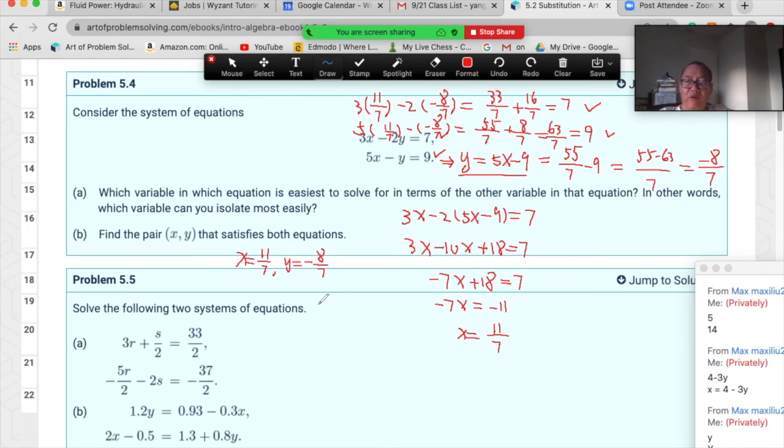Now I want to ask you a question. Why did we choose the y in the second equation as the variable to plug into the first equation? Why did we not choose x, but choose y? Does anybody know the reason?